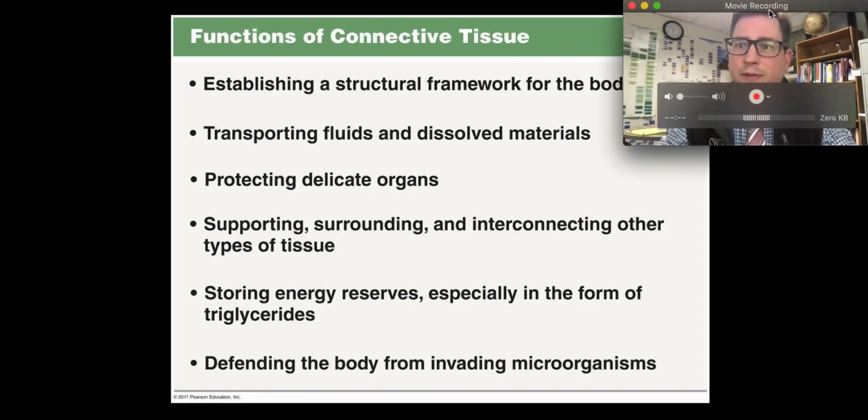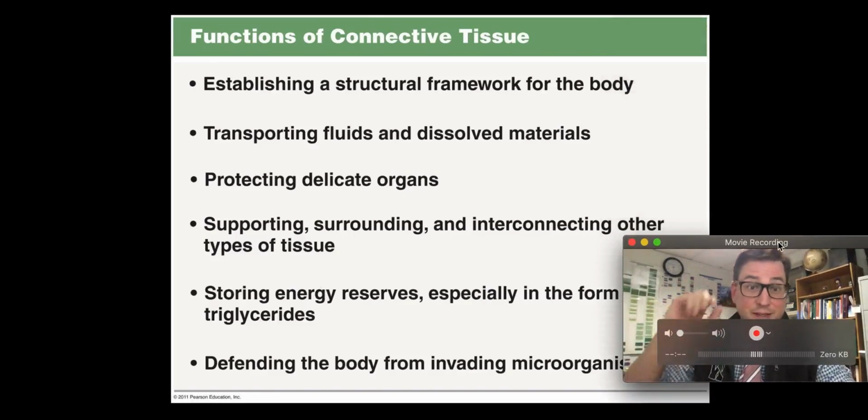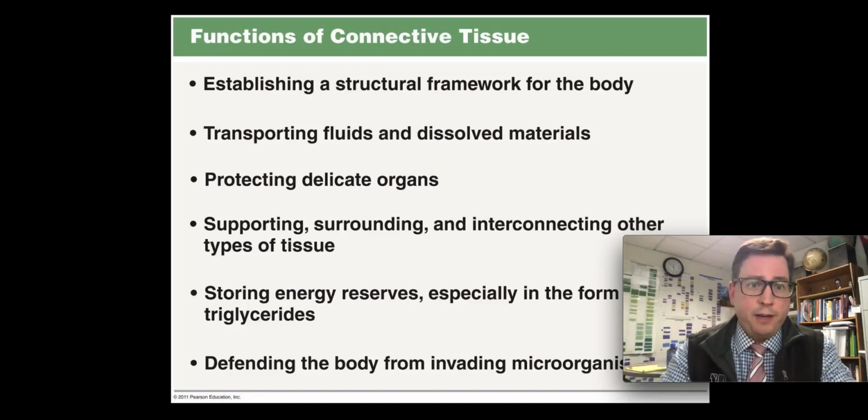Here are some broad functions of connective tissue, and I think this speaks to the different kinds of connective tissue that you have in your body. It establishes a structural framework. That's like your bones and your cartilage. It transports fluids and dissolved materials. That would be like your blood and your lymph. It's going to be taking things all throughout your body. Those are also connective tissue, even though that seems very different from bones, and we'll talk about that in a second too.